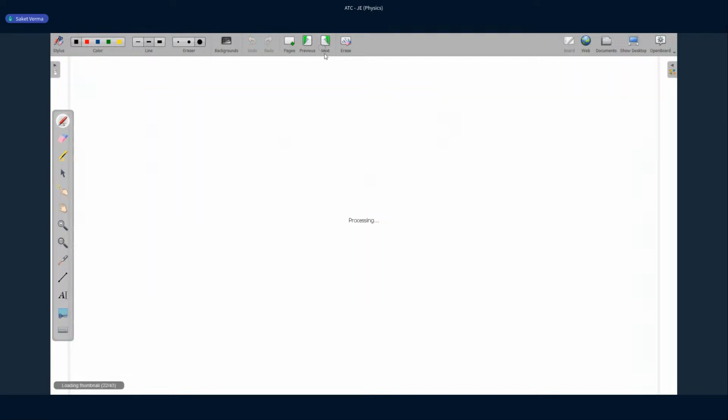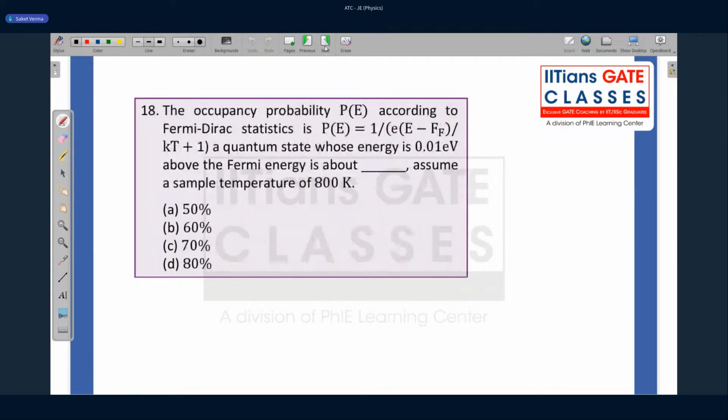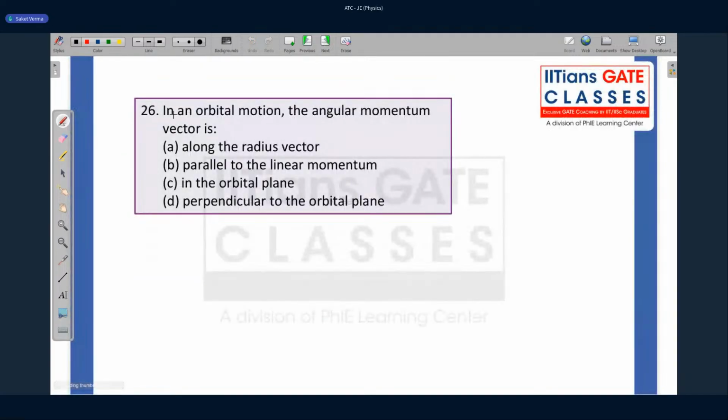Okay, and if you want to see more questions, this is a rectangular loop. Again, this is a current carrying straight wire. So this is magnetism, and this is Fermi-Dirac, that is semiconductor physics. So you have to study the semiconductor physics as well. And this is again gravitational motion, orbital motion, the angular momentum vector. The angular momentum vector is always perpendicular to the orbital plane.